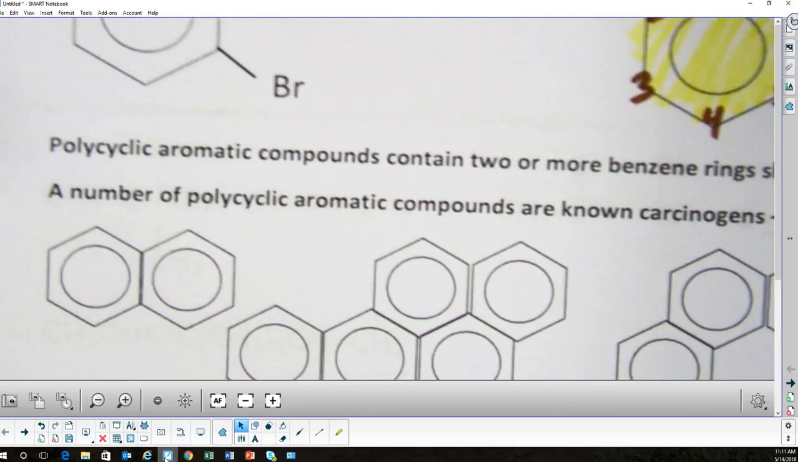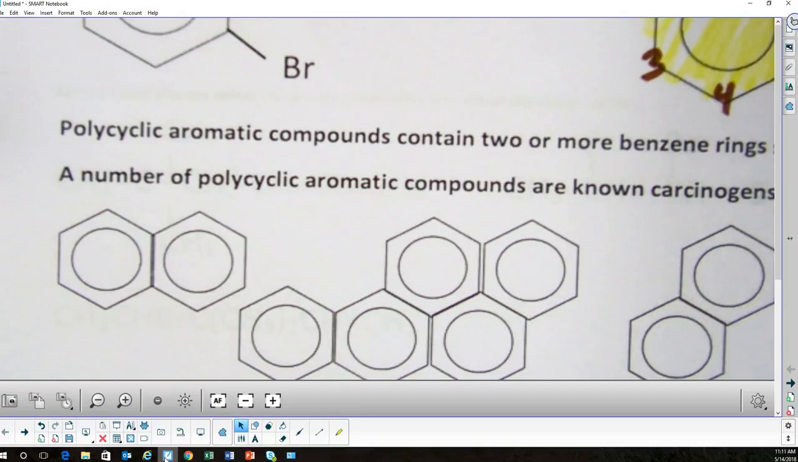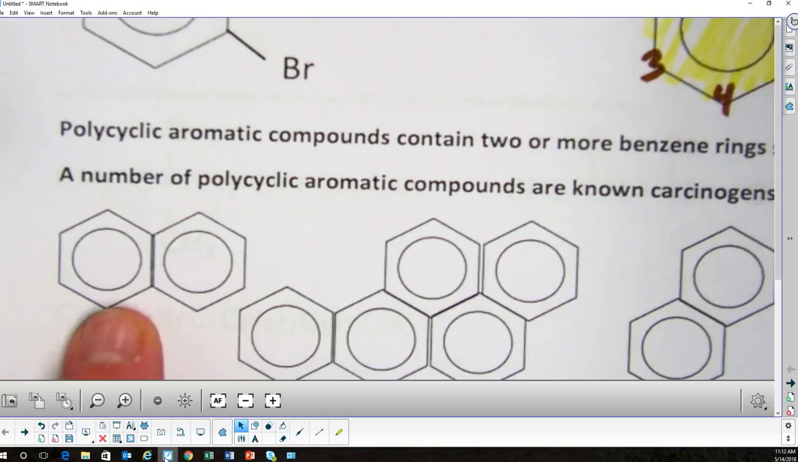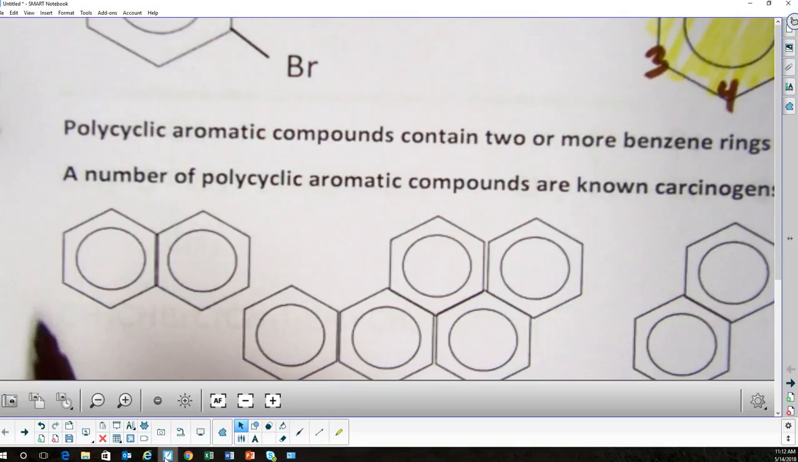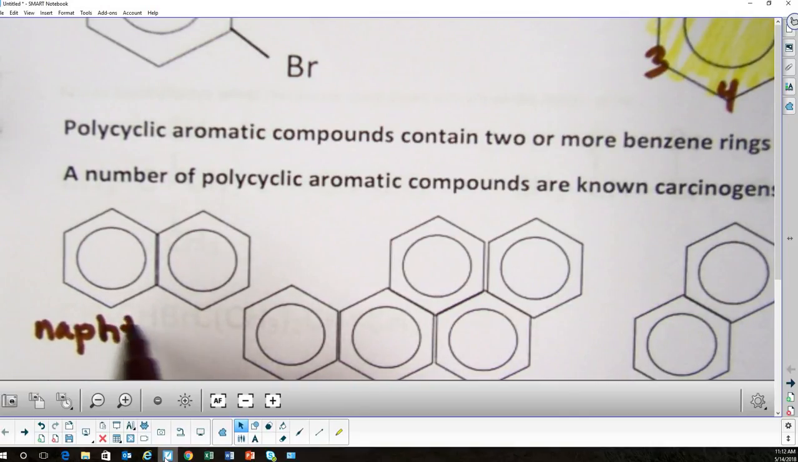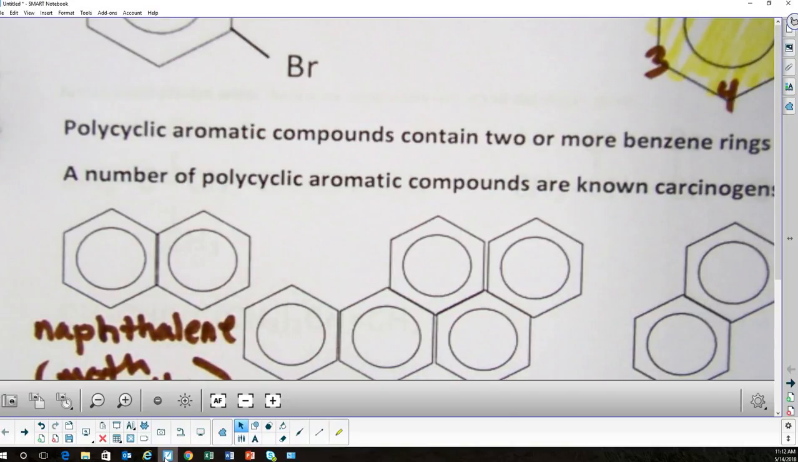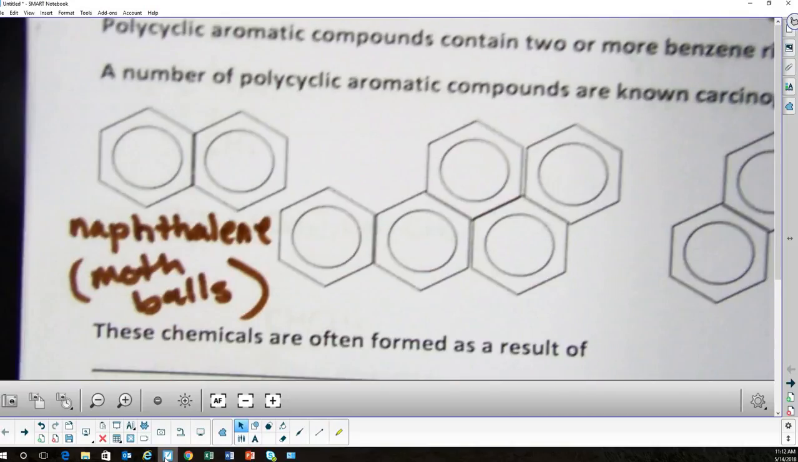Okay, so now we come down to this next little part that we're going to be talking about. Basically, polycyclic aromatic means a compound containing 2 or more benzene rings that share a common site. So this one right here is the simplest polycyclic aromatic compound. This is known as naphthalene. It's what's in mothballs. Okay? Really, really stinky smelly.